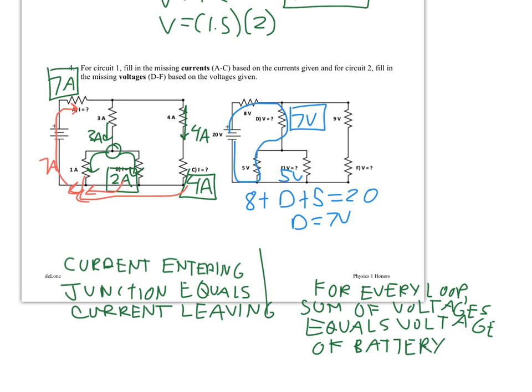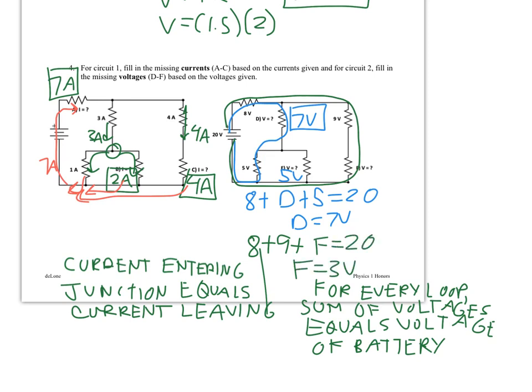The other loop that I can look at here is the one that goes all the way around the outside. And so I can say 8 plus 9 plus F equals 20. So then F is going to be 3 volts here. And so that's my answer for that one.